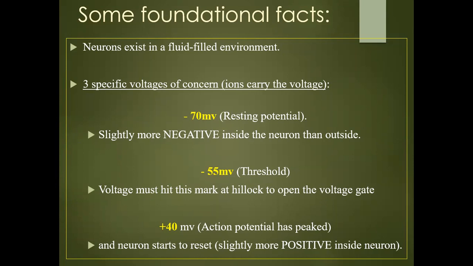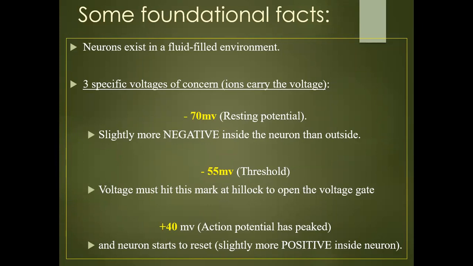So when it's at its resting potential, when it's at its natural state, when it's at equilibrium, there's a slightly more negative environment inside the neuron than compared to outside the neuron. How much of a difference? Negative 70. It is more negative inside than it is outside. And negative 70 is a voltage that we can measure.